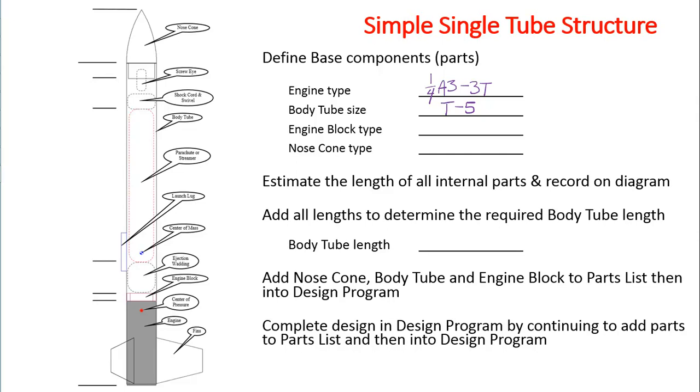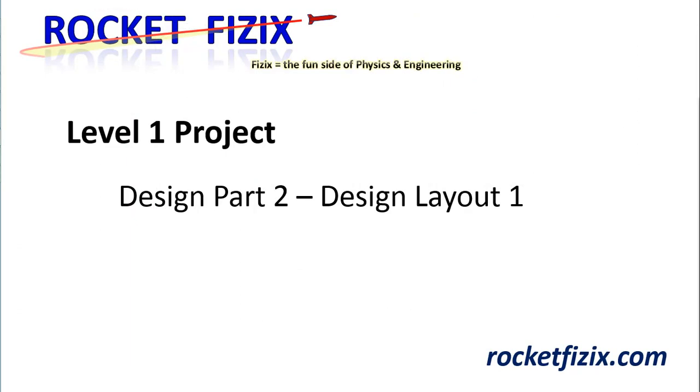If you were a member of a rocket club, you could ask someone else what they recommend. Or you could go to your club's material inventory list and look for parts there. Assuming this is your first time designing a rocket, you are most likely not familiar enough with these parts to do that. In the next video, we will look at some actual parts so you can get familiar with what they look like, and then you will be better able to make those selections. This has been Design Layout Part 1 for the Level 1 project.